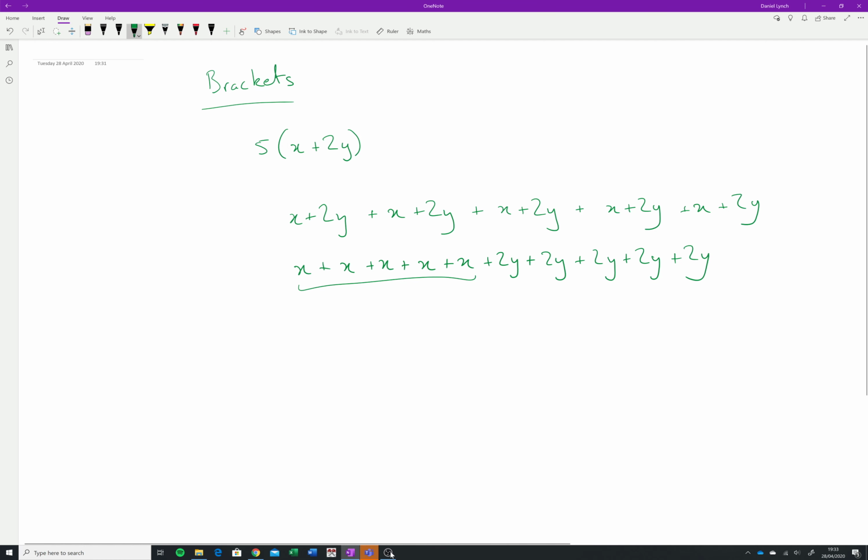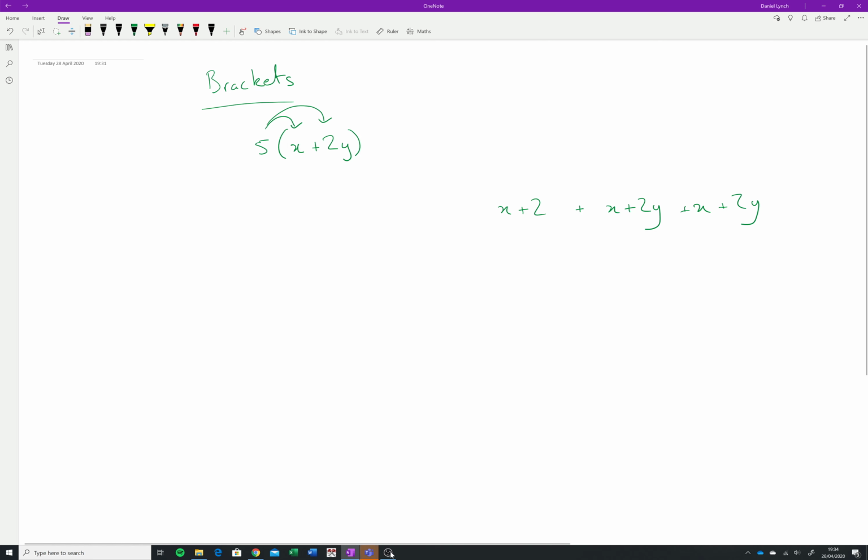Okay, what do we have? We have 5 x's, and how many y's do we have in total? We've got 10 y's. Now of course if you had to do that every time, that'd be awful, especially if that was a big number in front. So we just learned with the brackets, if you've got something plus or minus on the inside, you have 5 x's and you have 5 amounts of 2y. So that'll just get you 5x plus 10y. You can just go straight to that. That's just how you multiply out brackets.